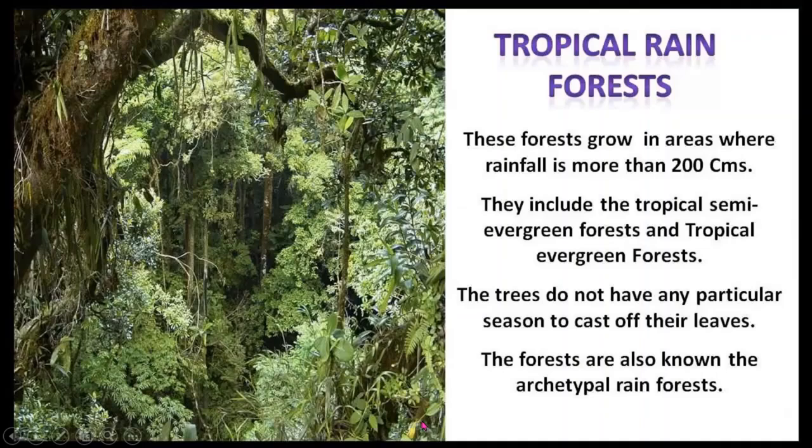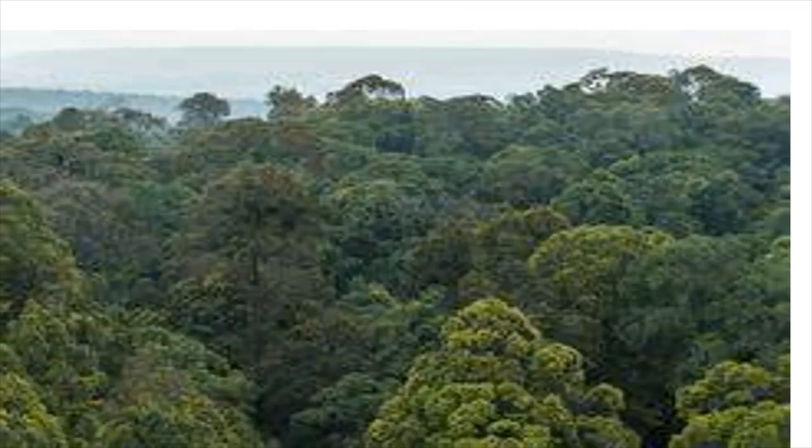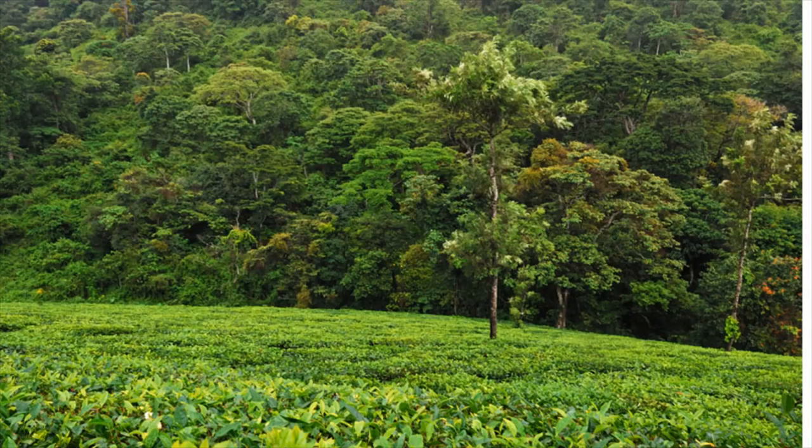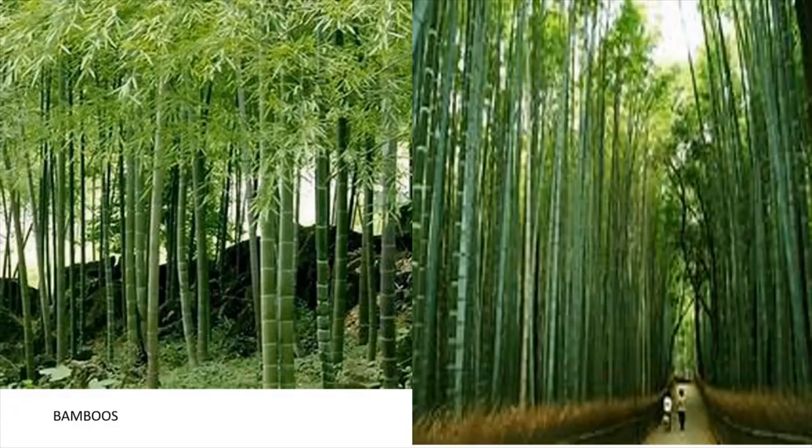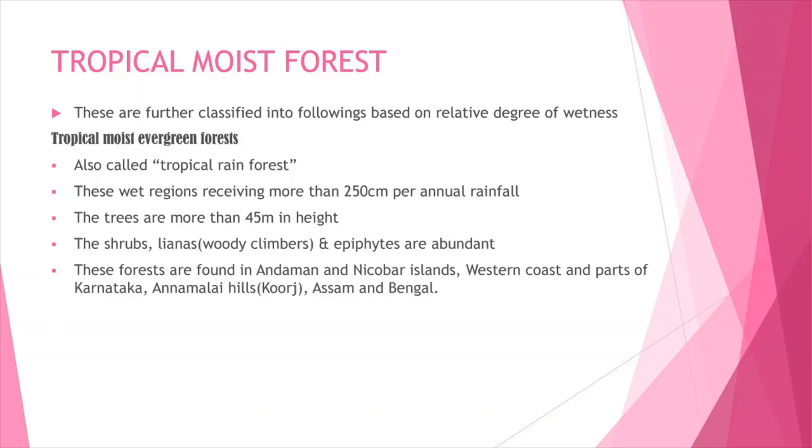This tropical rainforest has a rainfall of more than 250 centimeters, and the tropical semi-evergreen and tropical evergreen forests come under this category. These are the dense forests. This is a picture of a dense forest, and the plants we find in this type of forest are jamun, canes, bamboos and kadam flowers.